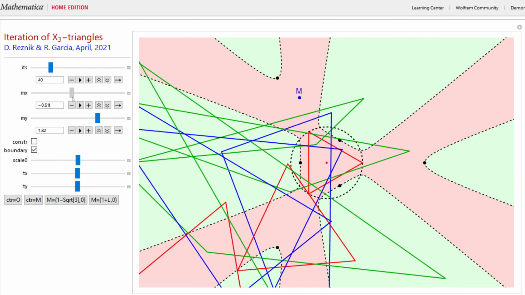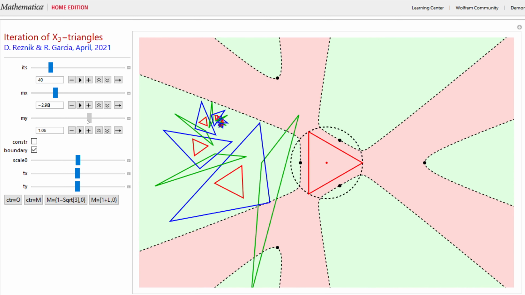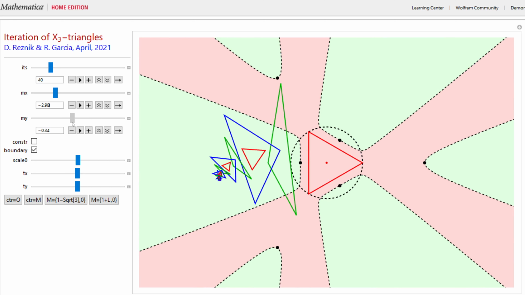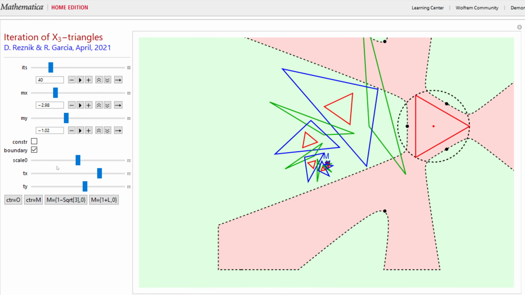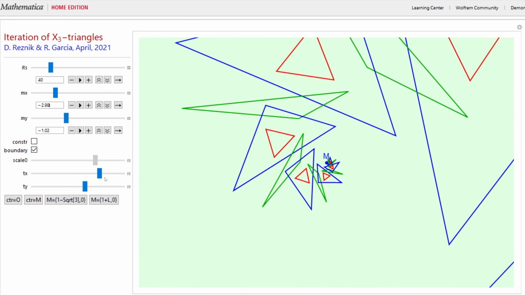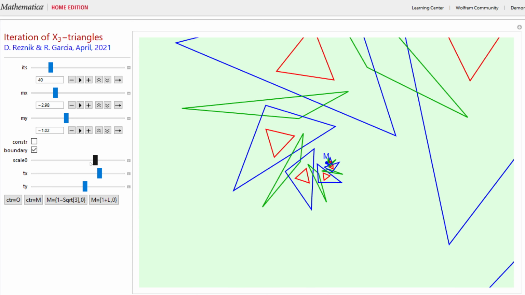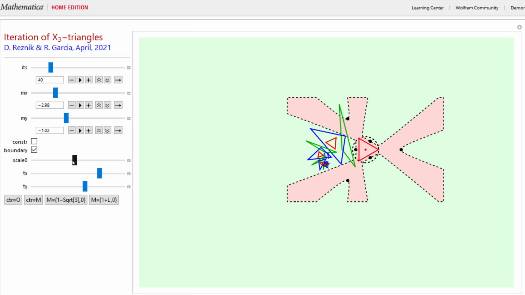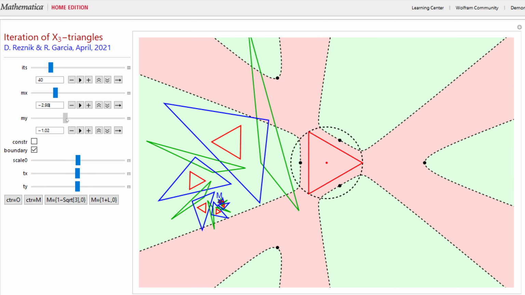So now let's just show off a few more positions of M, and you get these stunning phenomena here, if we scale this up, logarithmic spiral type phenomena. And it seems like this is happening for any position in the green area.